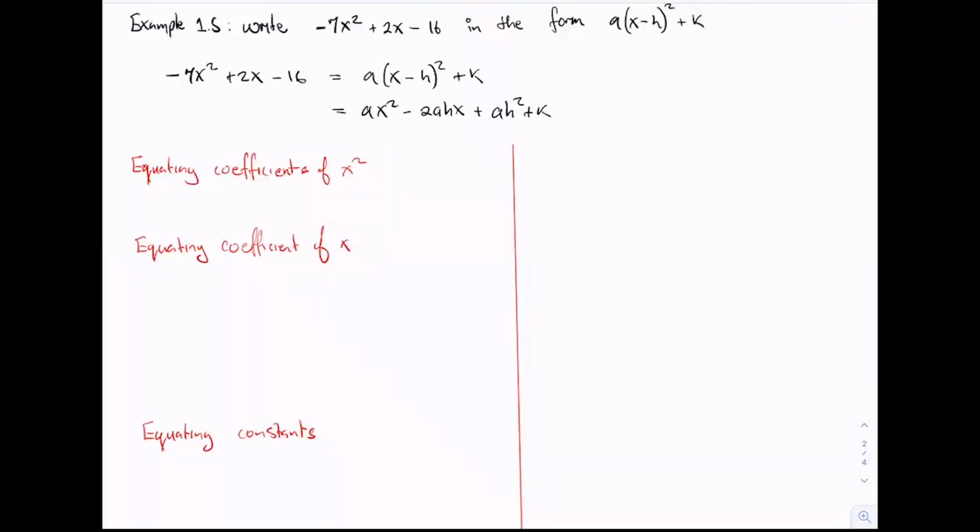And we've done this around 3 times now, so we should be familiar with that expression, right? No questions. So here, let's look at what are our coefficients. The coefficient of x squared on my right-hand side is a, and on my left-hand side, the coefficient of x squared is negative 7. So that means I can write down negative 7 is equal to a. So I've just solved for a, which is straightforward.